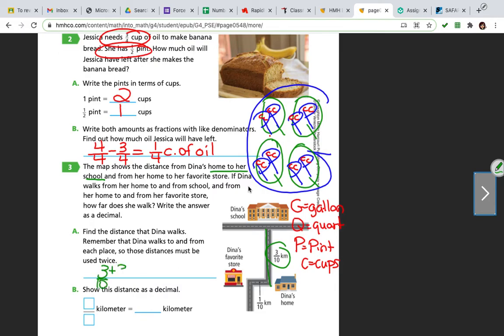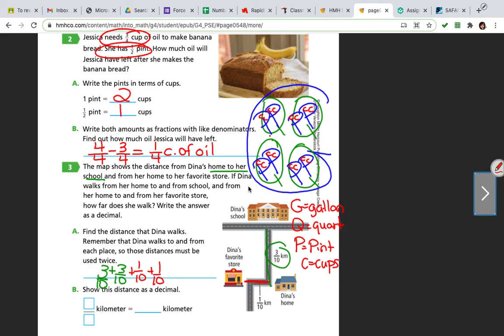home to school and back. And then she goes from her home to her favorite store. So from her home to her favorite store will be 1/10 of a mile. So let's add 1/10 plus 1/10, so she goes there and back. So she goes to school, it's 3/10, and back, that's 3/10. So 3/10 plus 3/10 is 6/10.